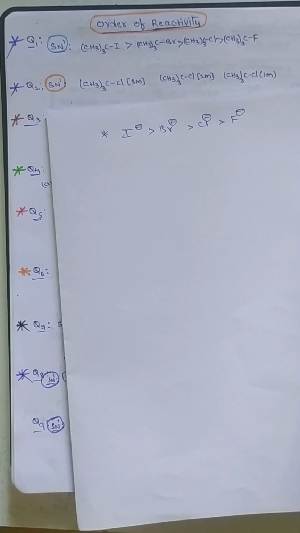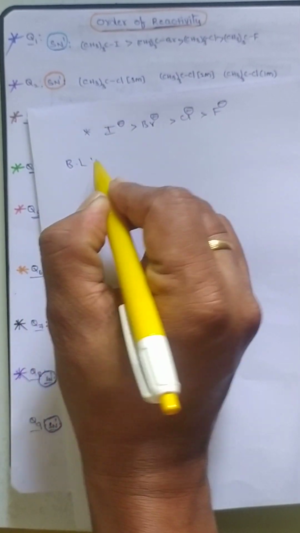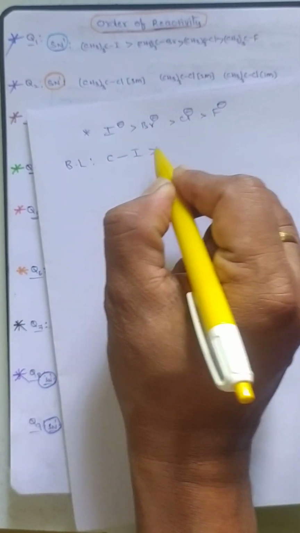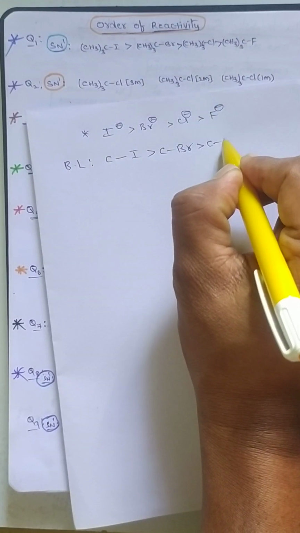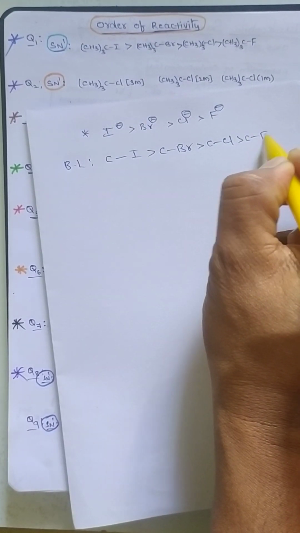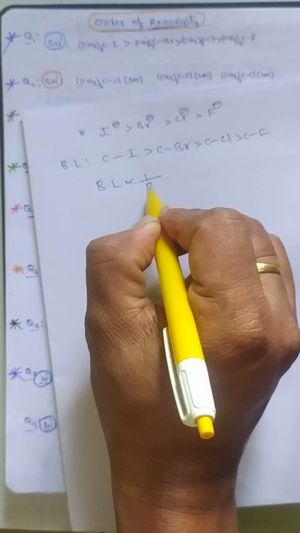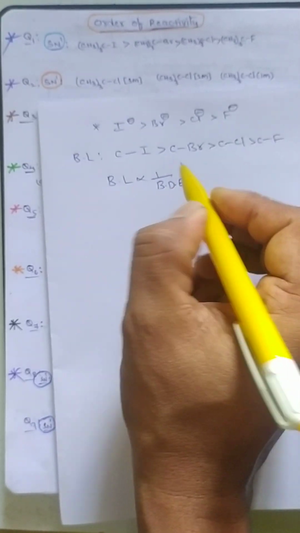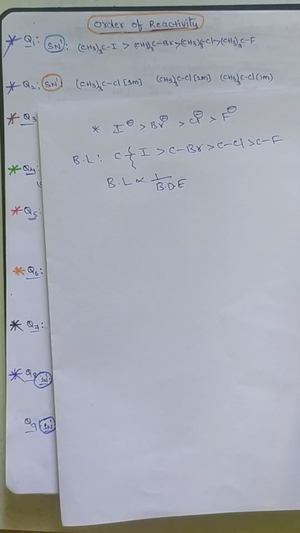Here the carbon-iodine bond length is more, bond energy is less. The bond length of carbon-iodine is greater than carbon-bromine, which is greater than carbon-chlorine, which is greater than carbon-fluorine. We already know that bond length is inversely proportional to bond dissociation energy. So this bond is easily broken, therefore iodine leaves faster than bromide, chloride and fluoride. So therefore the SN1 reaction is faster.